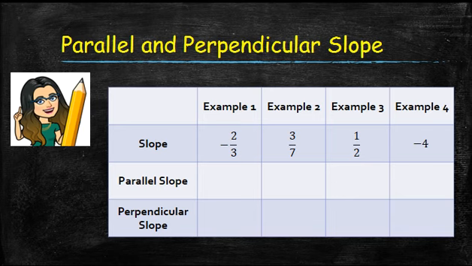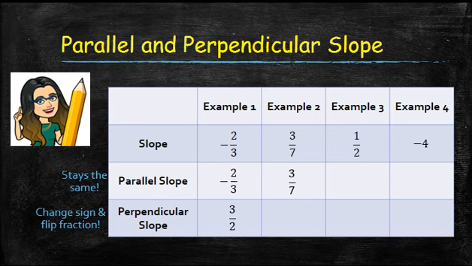So let's take a look at some examples. If we have a slope of negative 2/3, our parallel slope stays the same, so it's negative 2/3. Perpendicular slope, we want to change the sign and flip the fraction. So my negative becomes positive, my fraction flips, and I get 3/2. If we have positive 3 over 7, a parallel slope stays the same. Perpendicular slope, I change the sign, positive becomes negative, flip the fraction, so it becomes negative 7 over 3.